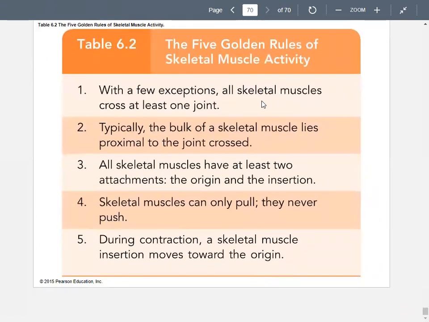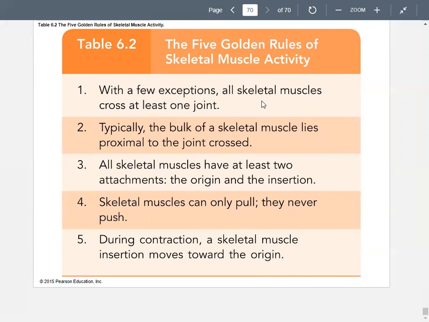All right, we'll finish here with 5 golden rules of skeletal muscle activity. So, generally speaking, skeletal muscles cross at least one joint. The bulk of your skeletal muscle is going to lie proximal or near the joint that's crossed. Skeletal muscles typically have at least, or all have at least 2 attachments, an origin and insertion, and all that means is they got to connect in 2 spots, right? Because if they don't, it's hard to move against it.